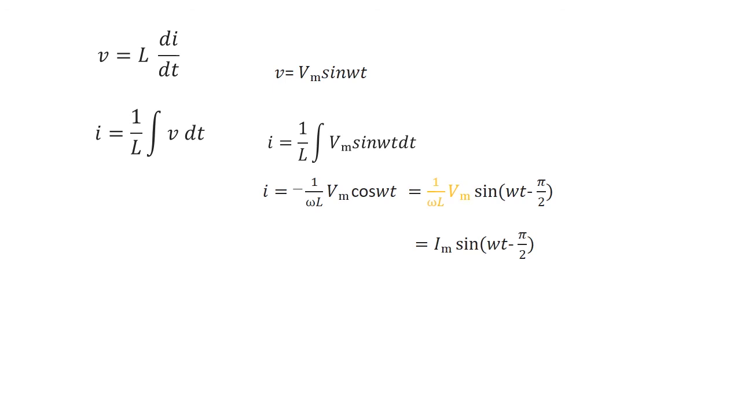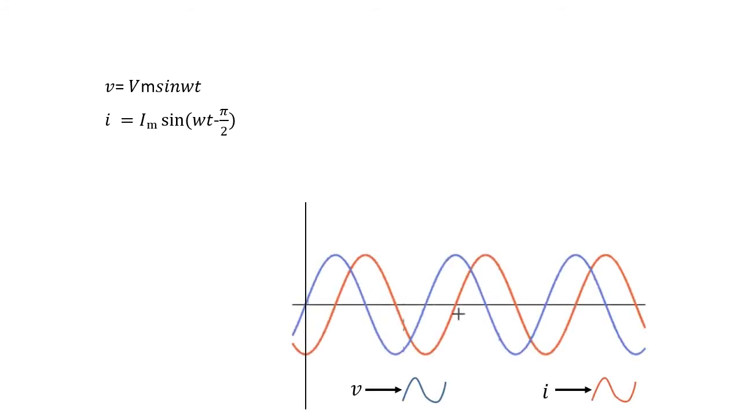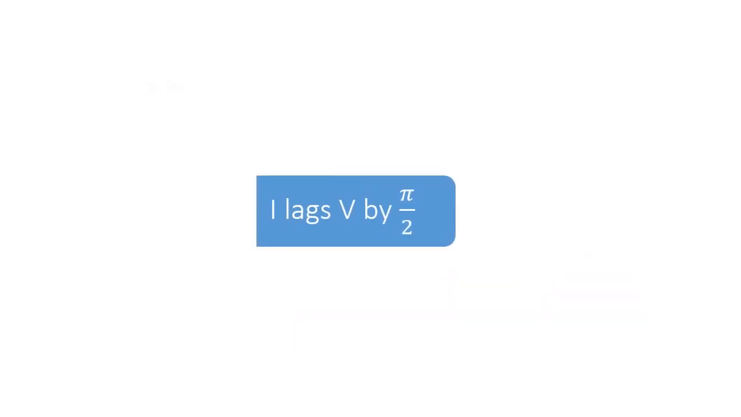Now using the expression for voltage and current, we plot the graph and we find something like this. Now if we see the starting point of the two waveforms, the current waveform starts after an interval of pi by 2 than the voltage waveform. This results in a difference of pi by 2 between the two quantities. As the current completes its full cycle after the voltage waveform, we can say that the current waveform is lagging the voltage waveform by an angle of pi by 2.